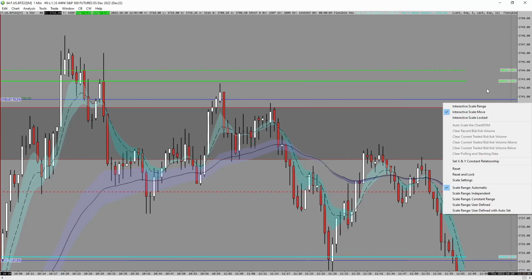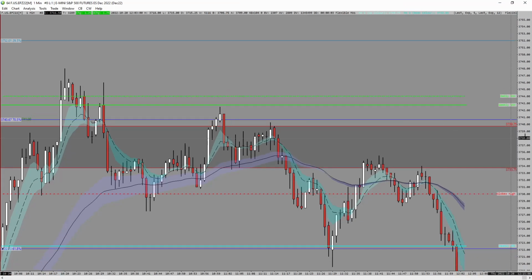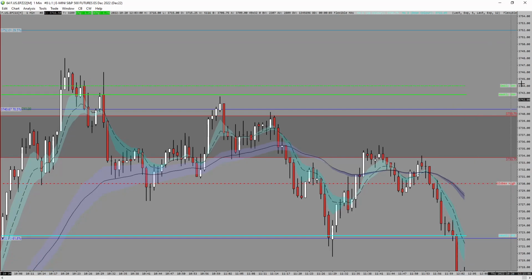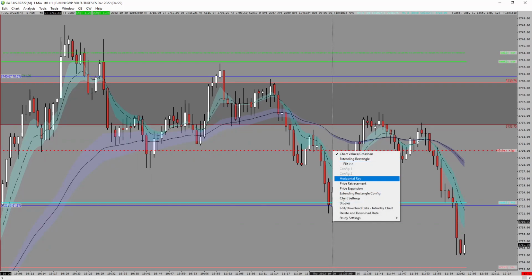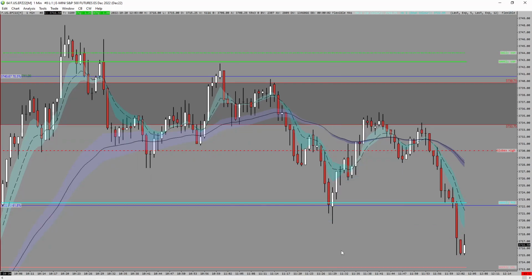Whoops. Let me fix this y-axis. So 11.29 right here. So I caught, as you could see, the chunk of this move, right? Top wick here, bottom wick.